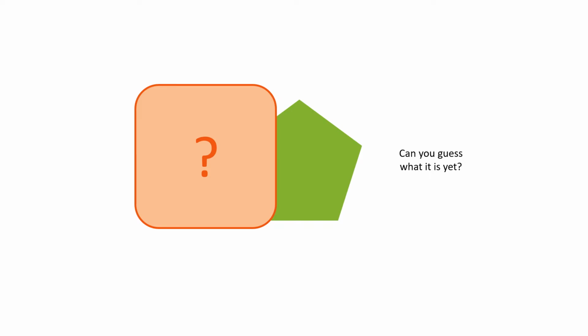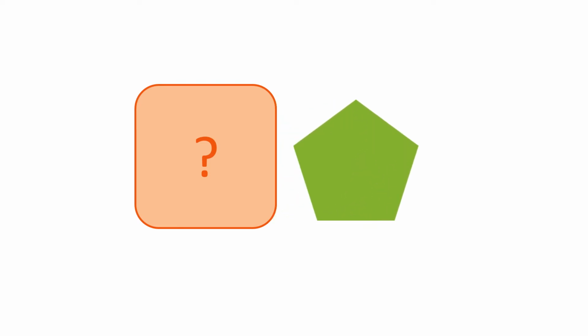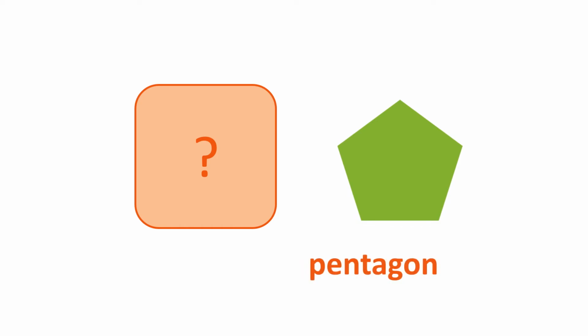I can see some vertices and I can see some sides. All of the sides are straight. What 2D shape do you think this is? It's a pentagon. Pentagons have 5 sides and 5 vertices.